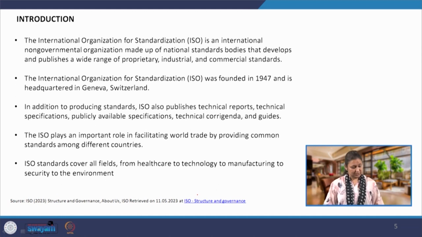So, that is what ISO does too, and it literally covers all the fields from healthcare to, just as I gave you the example of fabric as a product, anything as a product, toys, phones, everything. From technology to manufacturing, all fields are covered under the standards, and not just these, security, environment, everything is covered by ISO. So, it is a dynamic, diverse organization which has a very wide length and breadth.